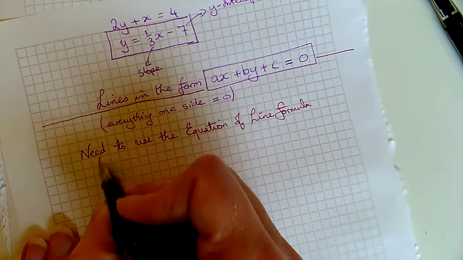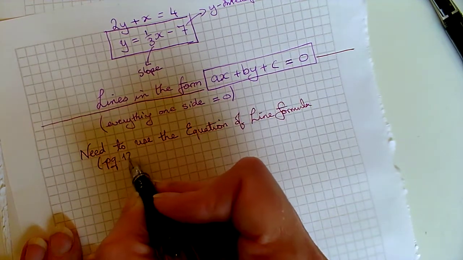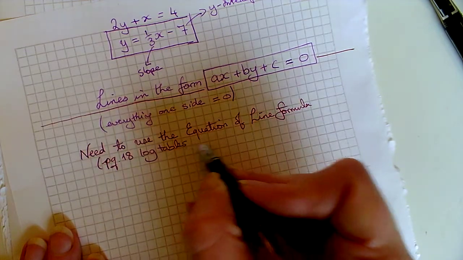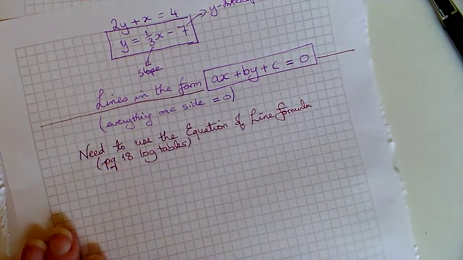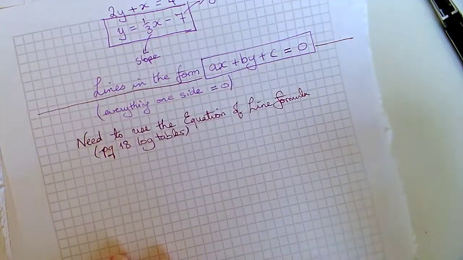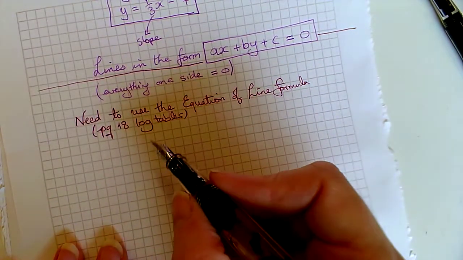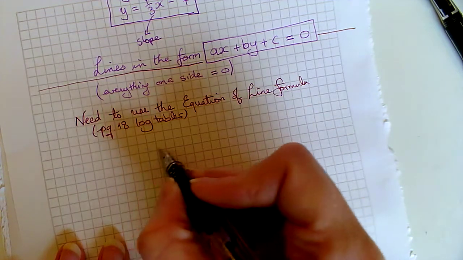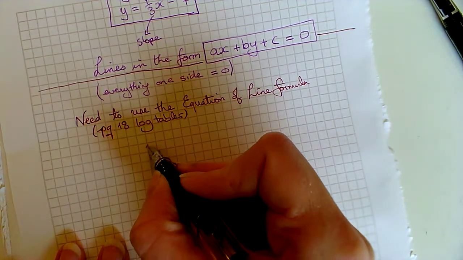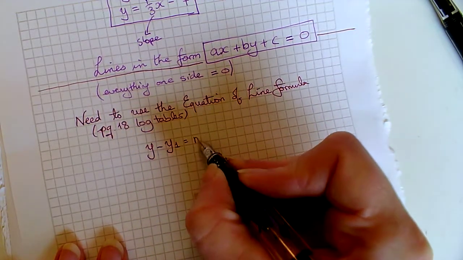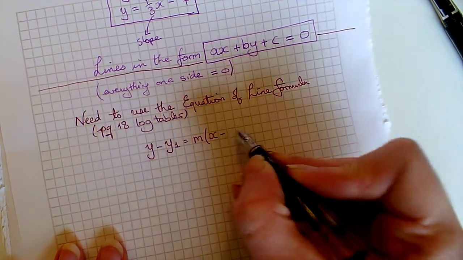which of course is on page 18 of your formula tables. I call them log tables, even though they're not used for that anymore. We're going to use the equation of the line formula. And even though it's in the log tables, I do recommend that we will learn this off. So this is the equation of the line formula. y minus y1 equals m by x minus x1.